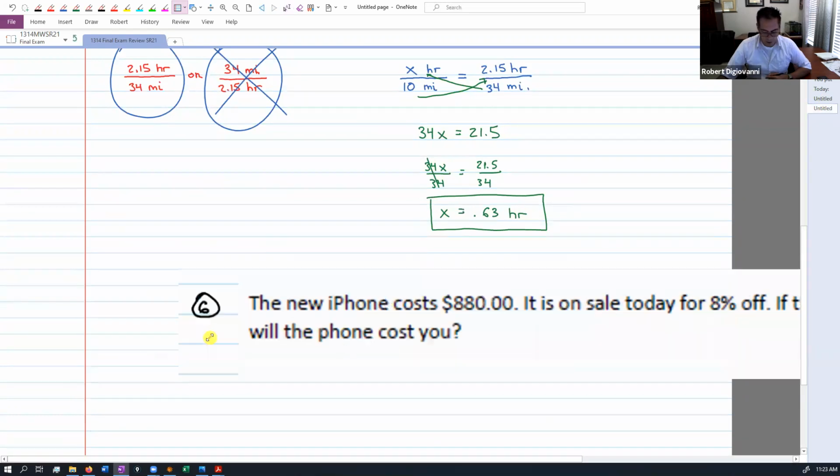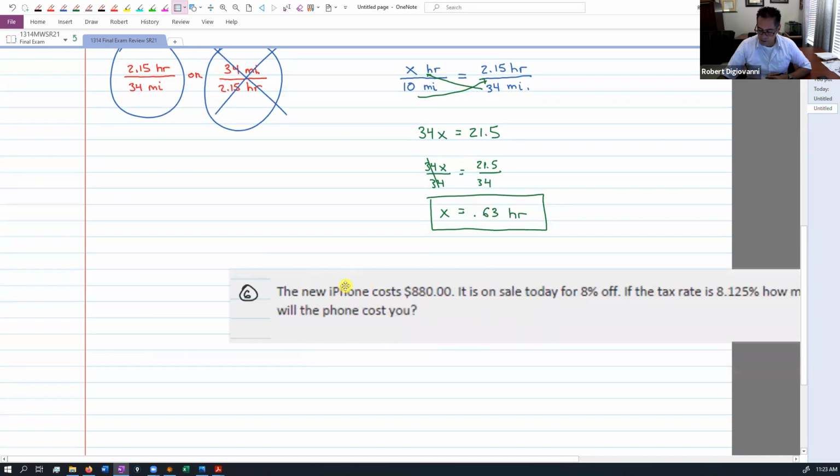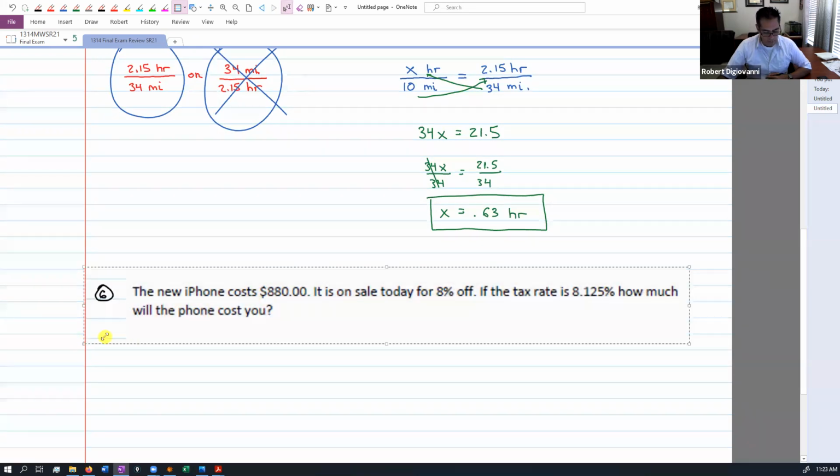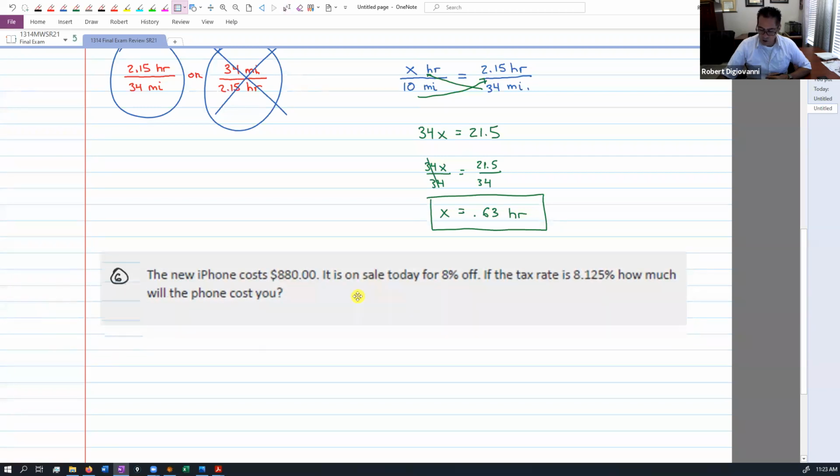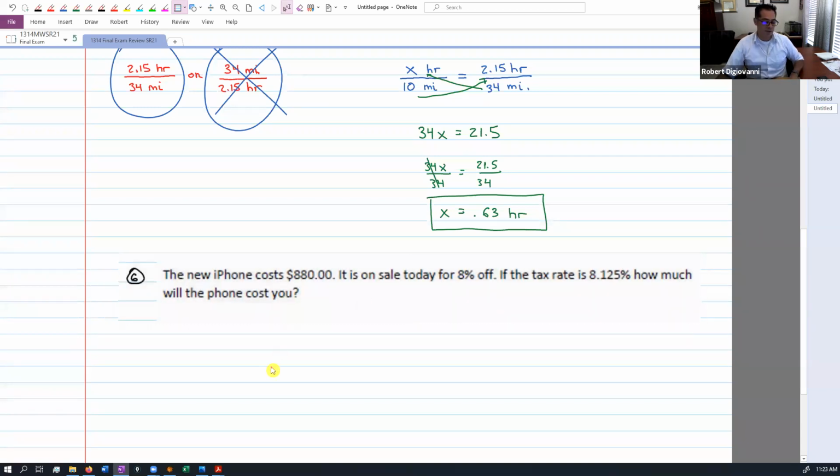Okay, so for this one, this has to do with tax on a phone. And there's a sale price. So I'm going to let you start this. I'm just going to go refill my drink, see if you can get some of this on your own. I'll be right back.